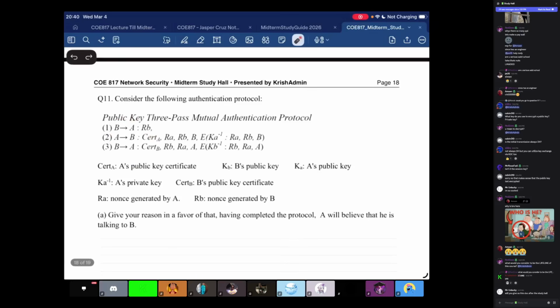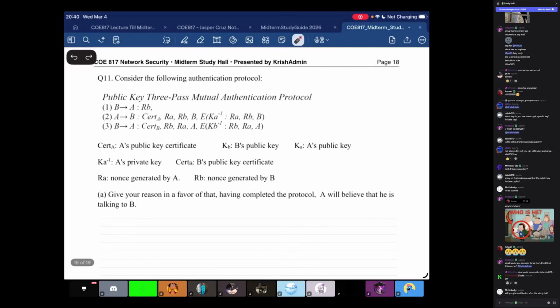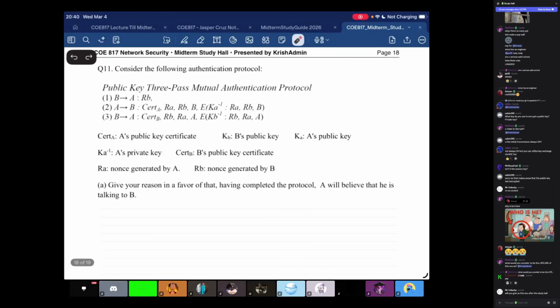Okay. And this would be a private key. The -1 denotes private keys, and without any exponent are their public keys. So this is what it's going through. Let's just read the question. Given your reason in favor of that, having completed the protocol, A will believe that he is talking to B. To be honest, the question seems kind of vague.